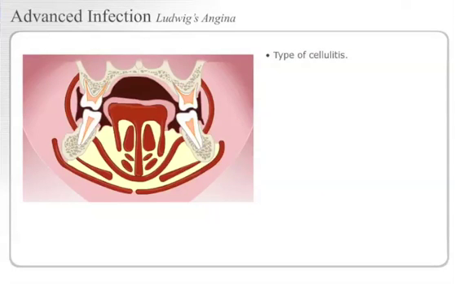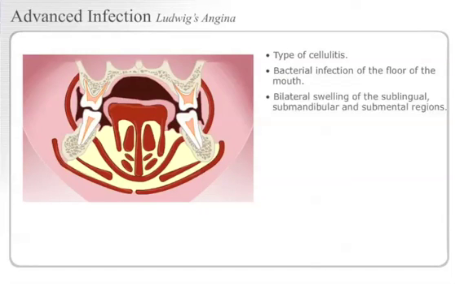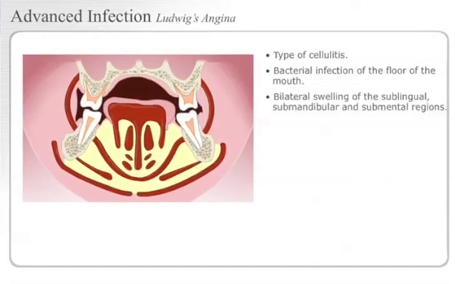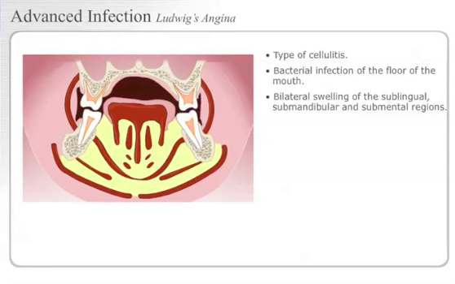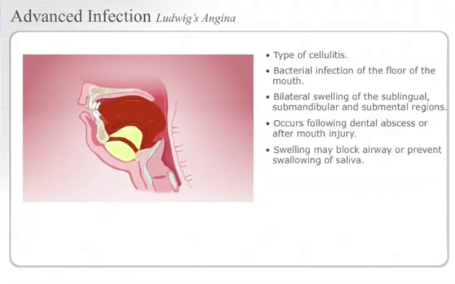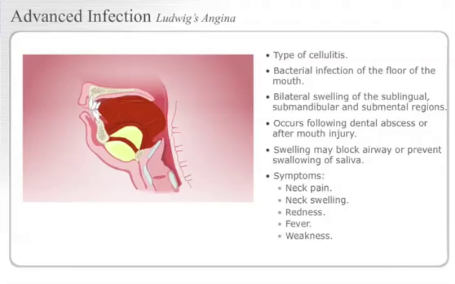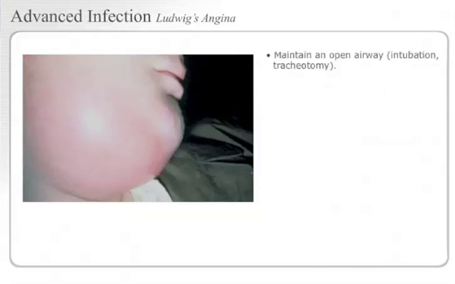Ludwig's angina is a type of cellulitis. It is a bacterial infection of the floor of the mouth involving bilateral swelling of the sublingual, submandibular, and submental regions. This infection may occur following a dental abscess or after a mouth injury. The swelling of the tissue occurs rapidly and may block the airway or prevent swallowing of saliva. Symptoms include neck pain, neck swelling, redness, fever, weakness, confusion or other mental changes, and difficulty breathing. Any swelling interfering with the airway is clearly an emergency situation.